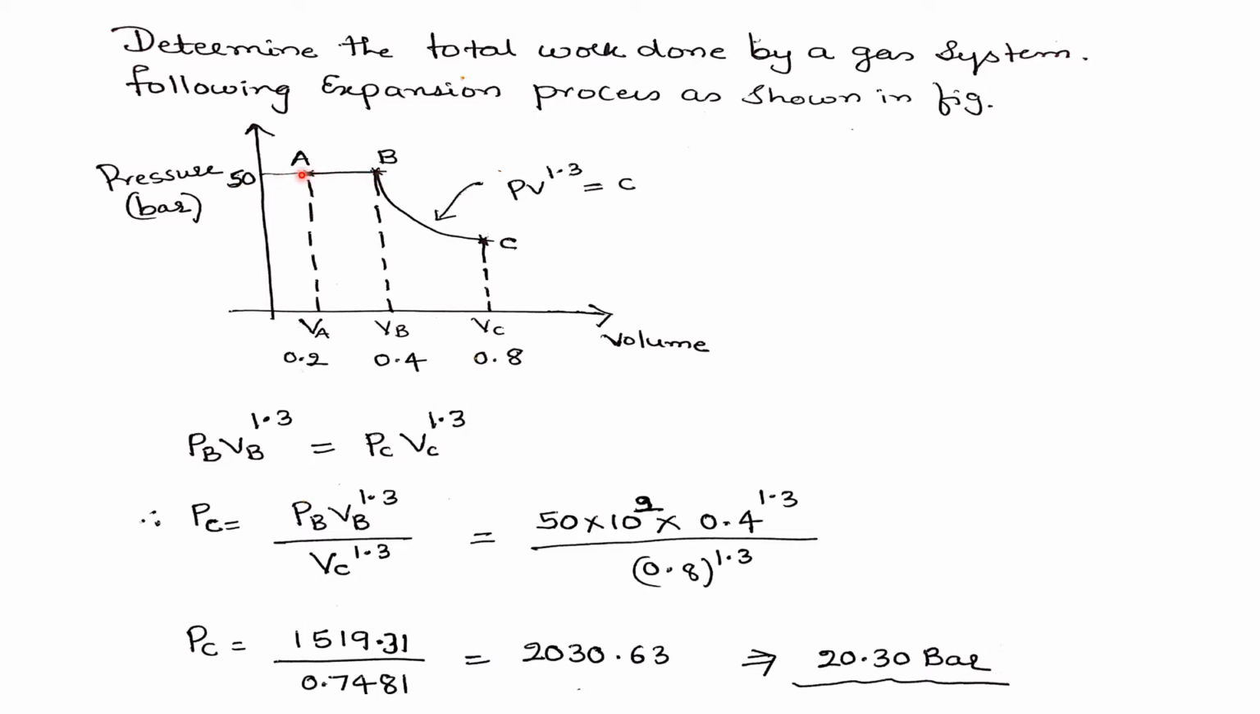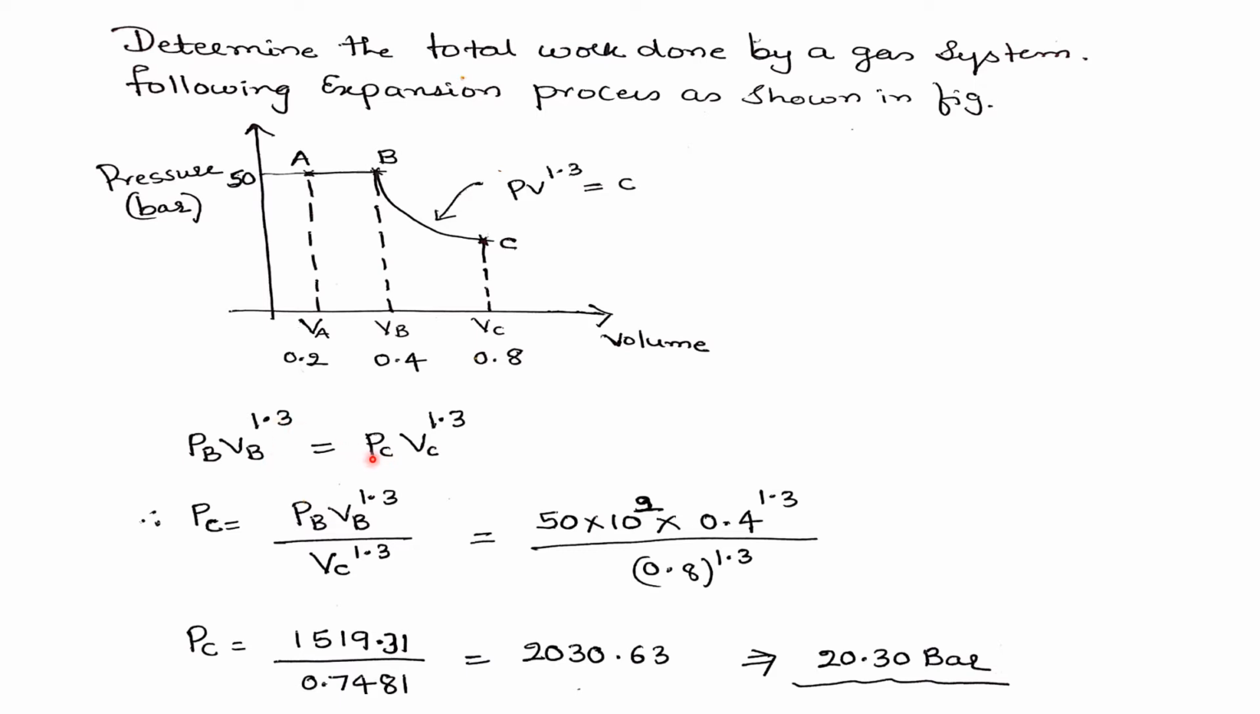So it indicates clearly it is a constant pressure process. Process B to C is a polytropic process because it is an expansion process. B to C, PV^1.3 equals C. This is also already given in the problem. The volumes at point A, point B, and point C are already given here: 0.2, 0.4 and 0.8.